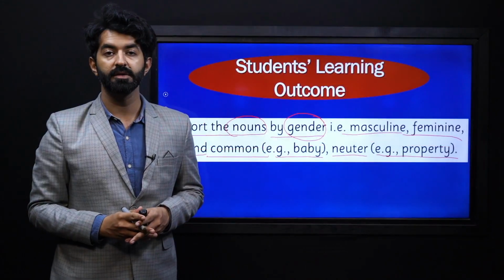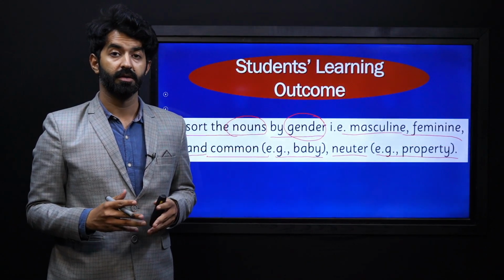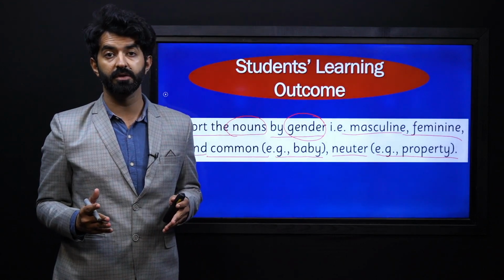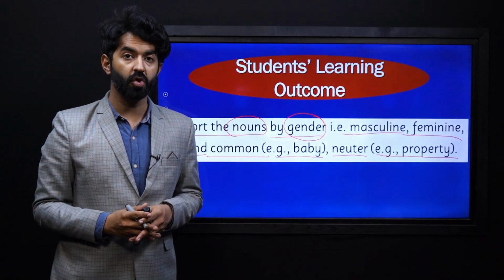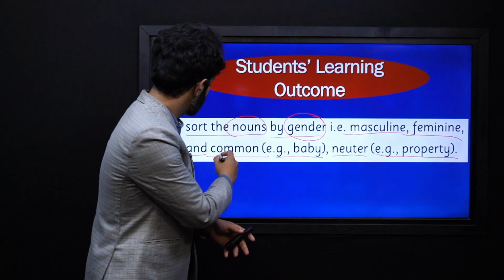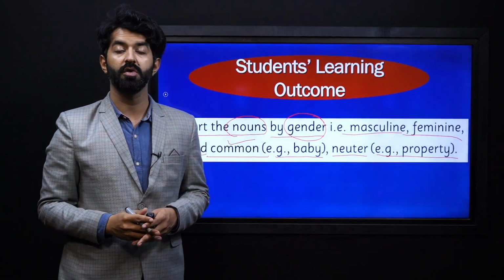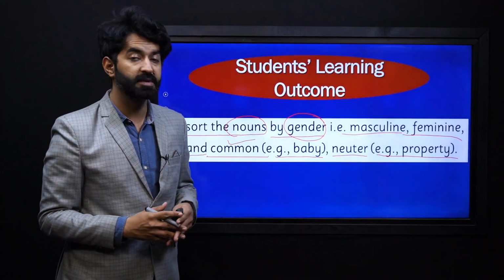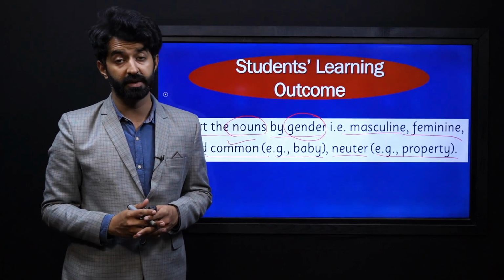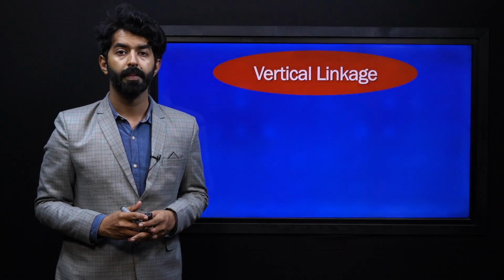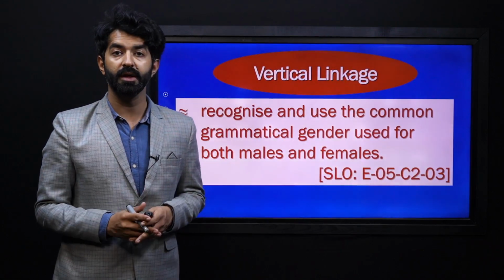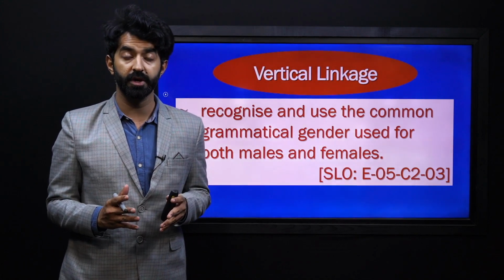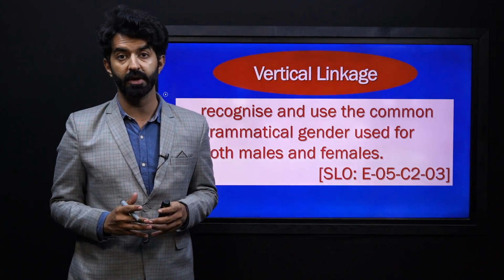So, my dear learners, we will be seeing that nouns have genders. We are familiar with the masculine gender and feminine gender. We will also talk about common genders and also neuters. So we will be seeing them with definitions along with their examples. So let's get started. Now, here is a vertical linkage of this SLO with the previous grade. You have already gone through it and you are very much familiar with it.